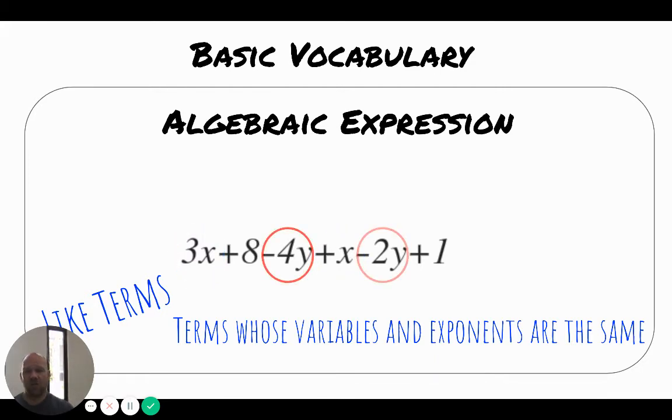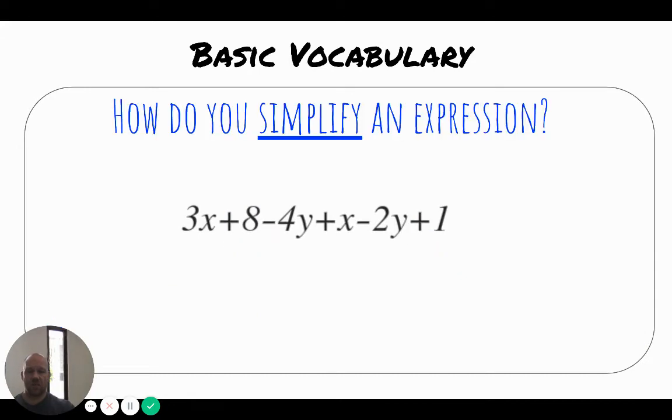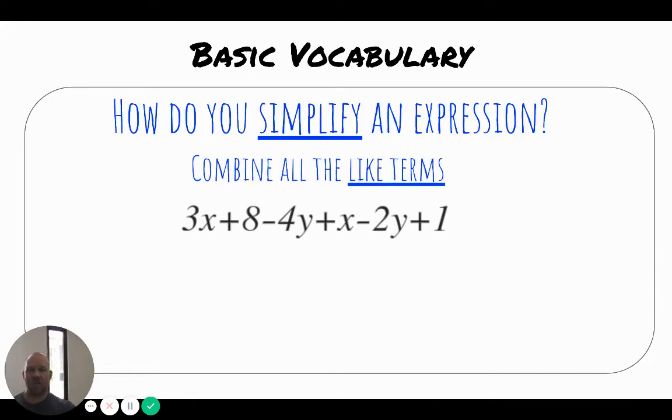I could also look at minus 4y and minus 2y. Those are like terms. And you could also look at the constants, so in this problem, plus 8 and plus 1. Those are like terms. So if I wanted to take this and simplify it, I need to combine all of those like terms.